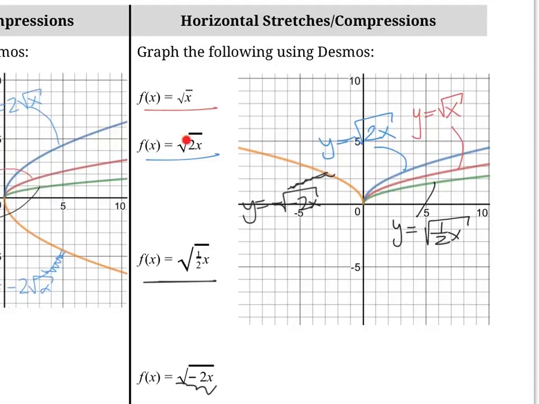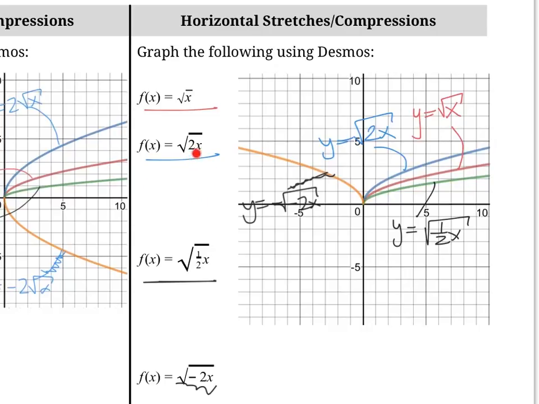And the reason is, remember when we were doing translations, whenever we took our original parent function, we did something inside that function. So let's say that we added 2. We knew that this affected the x coordinate, not the y coordinate, if it was inside the function. What we originally did to the x coordinate was opposite of what we see here. So really every x coordinate was subtracted by 2.